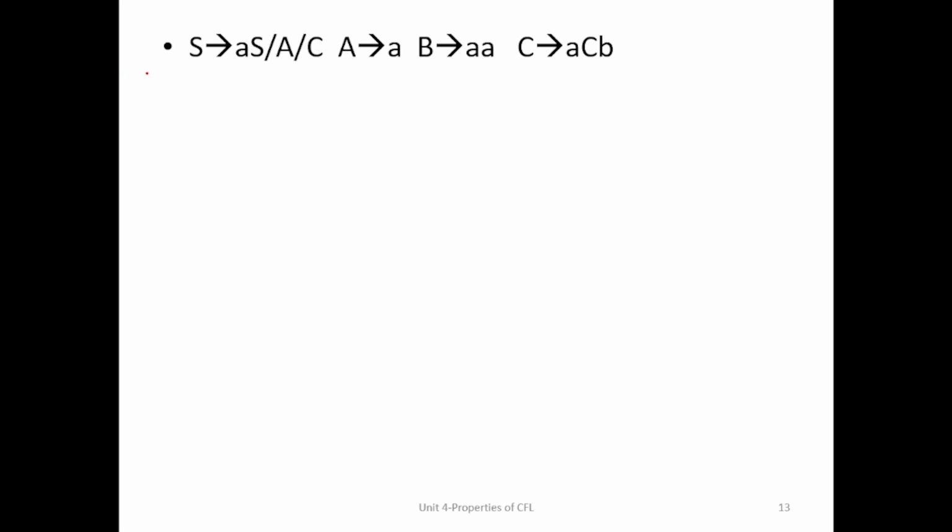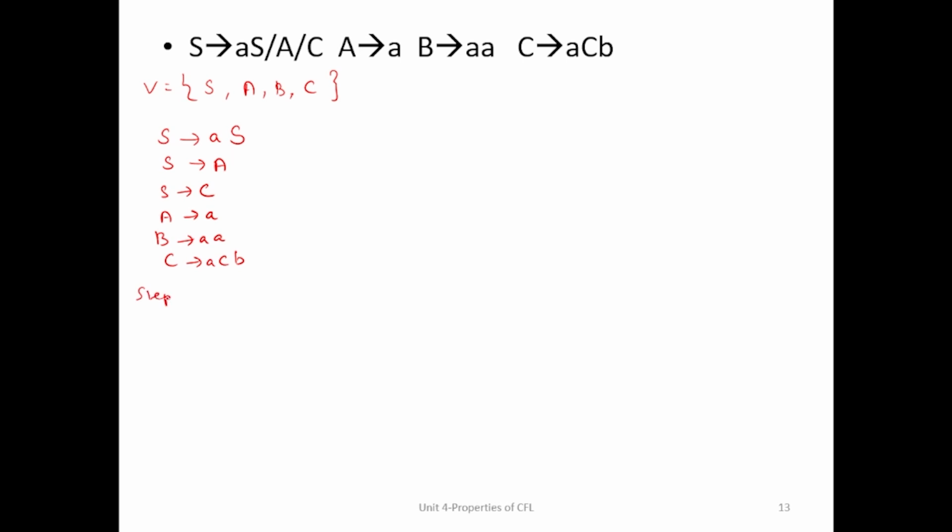So here there are four productions available. From the given grammar, the variables are S, A, B and C. So I write those productions separately. S contains three productions. I write it separately. A contains a single production. B contains a single production. C also has the same thing.